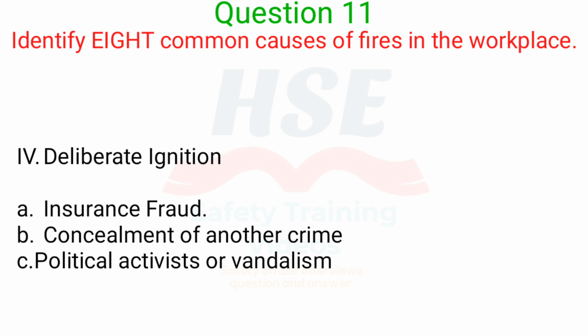4. Deliberate ignition. A. Insurance fraud. B. Concealment of another crime. C. Political activists or vandalism.